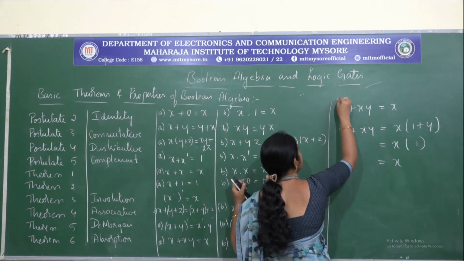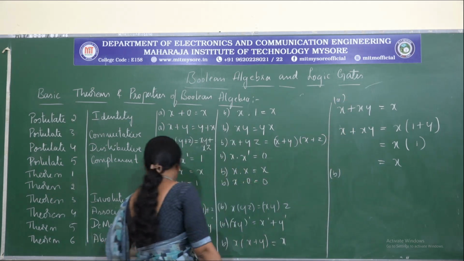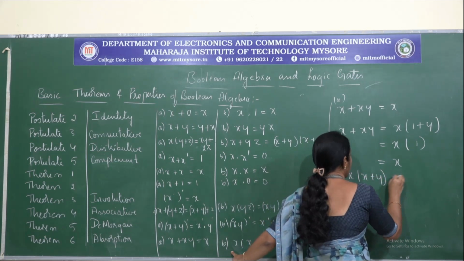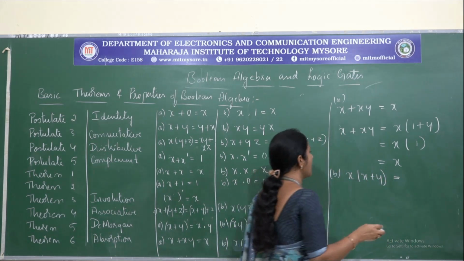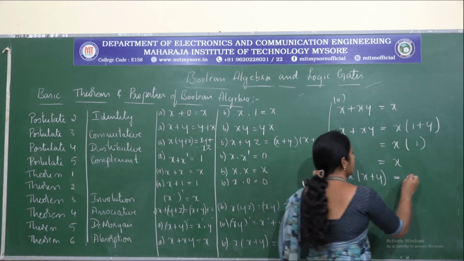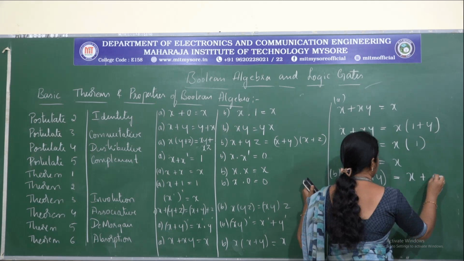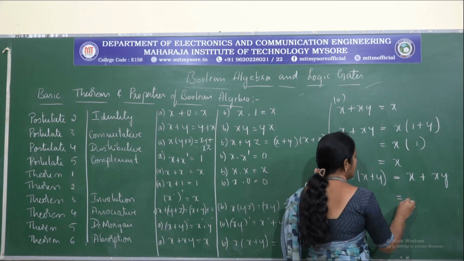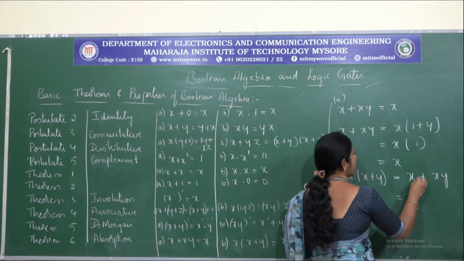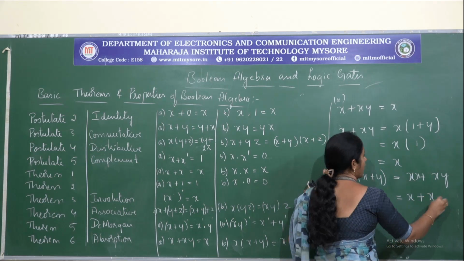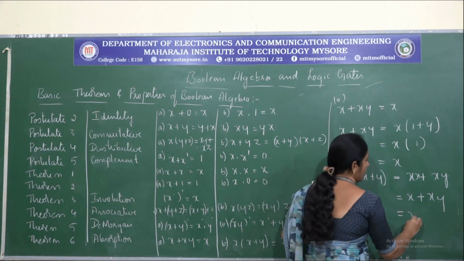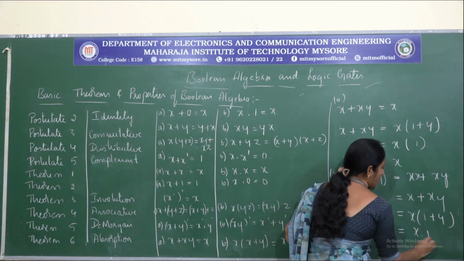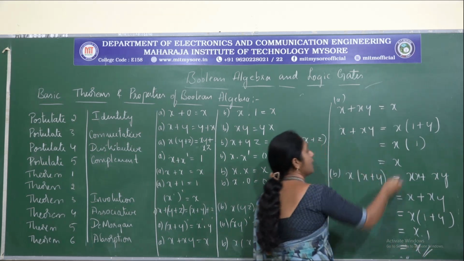This is part A, 6a, and now let us consider 6b, x plus xy is equal to x. In this we can write this as x into x plus xy. If I multiply, this can be further written as x into x is x, plus xy. Now if I take out x as common, 1 plus y is 1, so this can also be written as x.